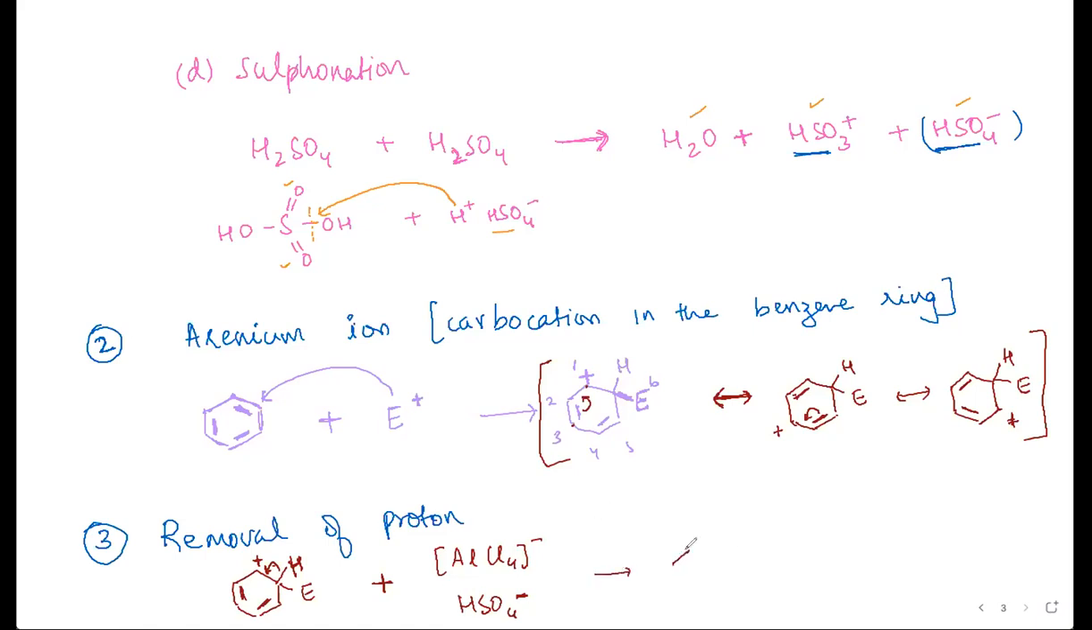So what you end up with is a substituted benzene with the electrophile. And so if you started off with AlCl4 minus, you get back HCl plus AlCl3. And if you started off with HSO4 minus, you get back your H2SO4.